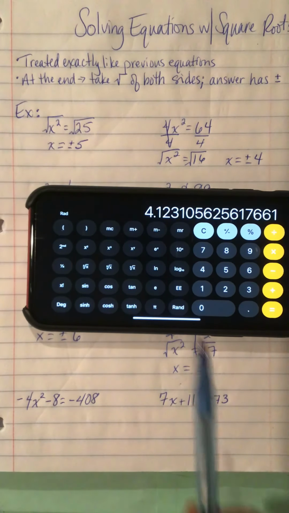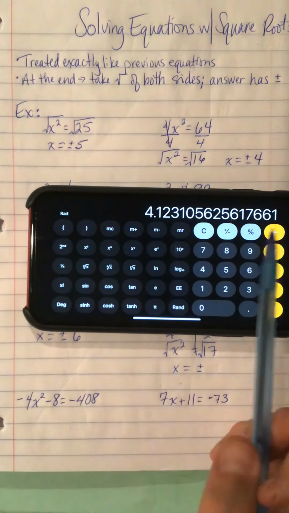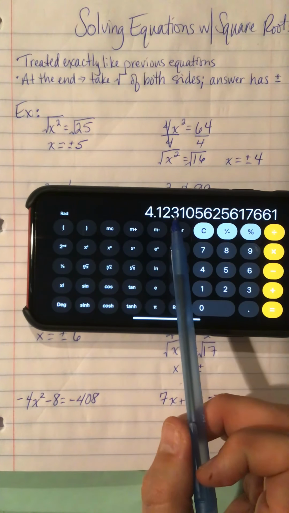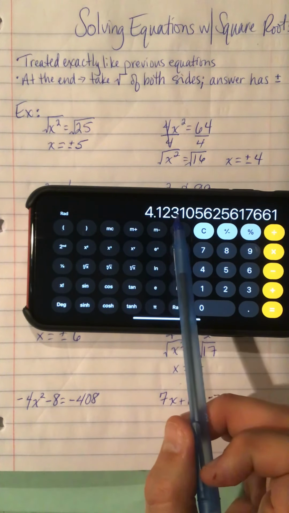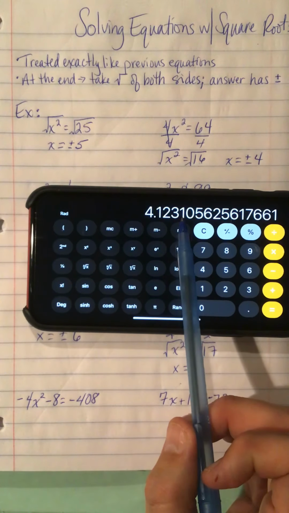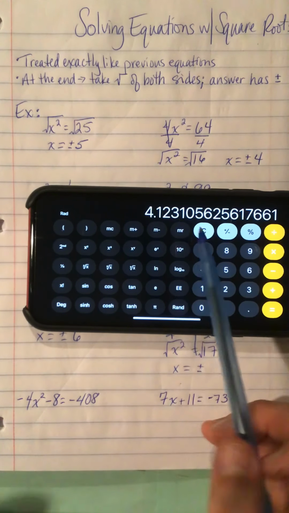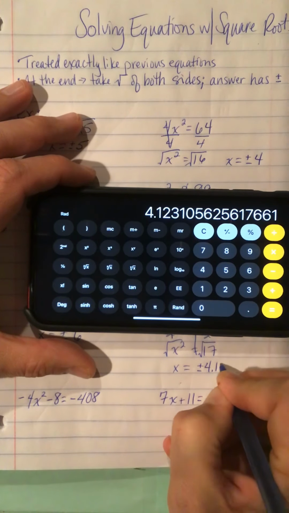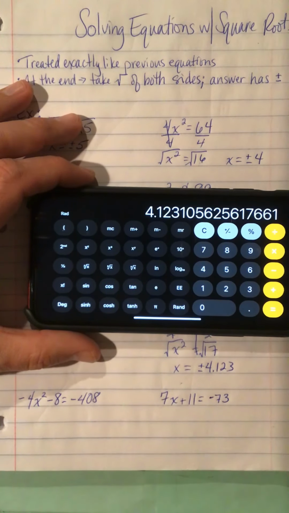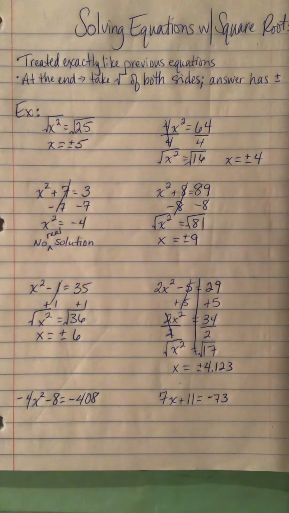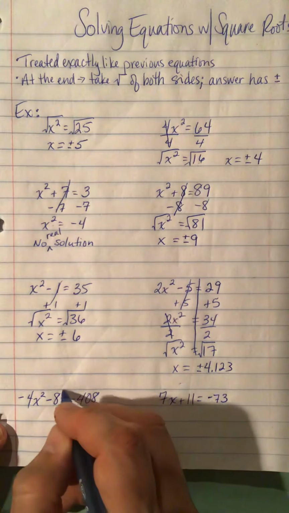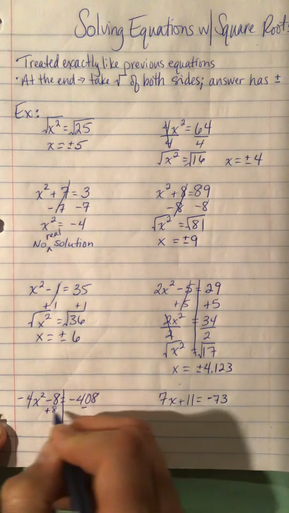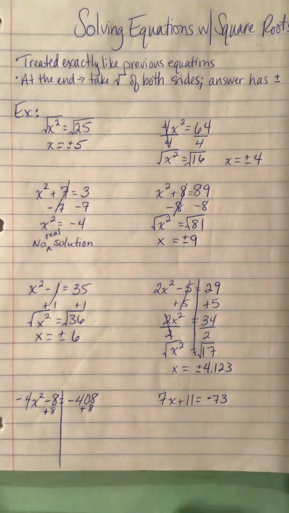Well, we're going to round to the nearest thousandth because we don't need to carry it out so far. So we're going to have 4.123 after the 3: tenths, hundredths, thousandths. The number after it, the 1, tells us to round down, so we're going to just stop at the 3. So plus or minus 4.123.